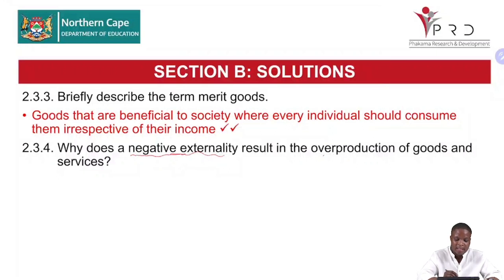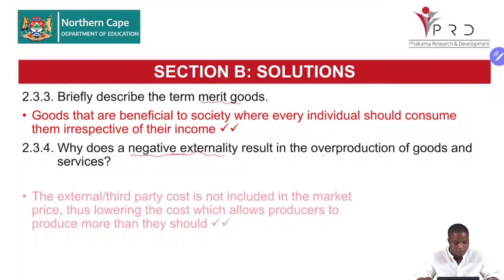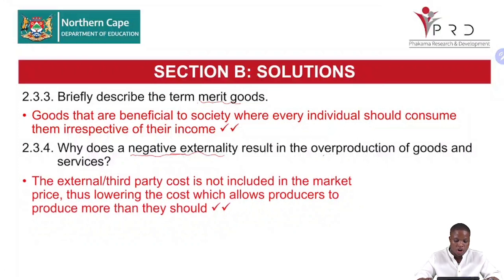Remember, the market tends to do what? Undersupply merit goods and oversupply demerit goods. Demerit goods bring what? The negative externality. So the question is asking, why does a negative externality result in overproduction of goods? The external or third-party cost is not included in the market price, thus lowering the cost, which allows producers to produce more than they should. Because they are not thinking of the external cost, they tend to produce more until the government comes in and charges taxes. Then the production will decrease.